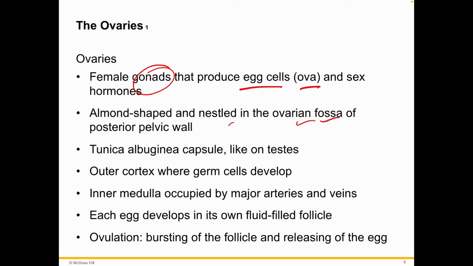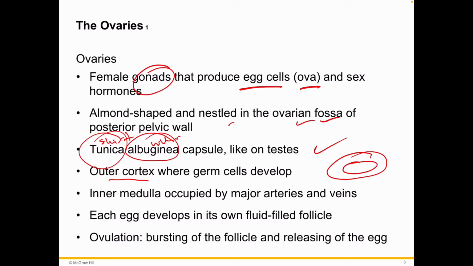They have a white kind of capsule, the tunica albuginea. Alba refers to being white, and tunica is like a shirt or covering, right? Similar to what we have on the testes, which we looked at. The outer area, or the cortex, the cortical layer, is where the germ cells develop, which are going to become fully matured egg cells. The inner medulla, which is the middle part, medulla always meaning middle, is occupied by the major arteries, veins, supportive vessels, and all that good stuff.